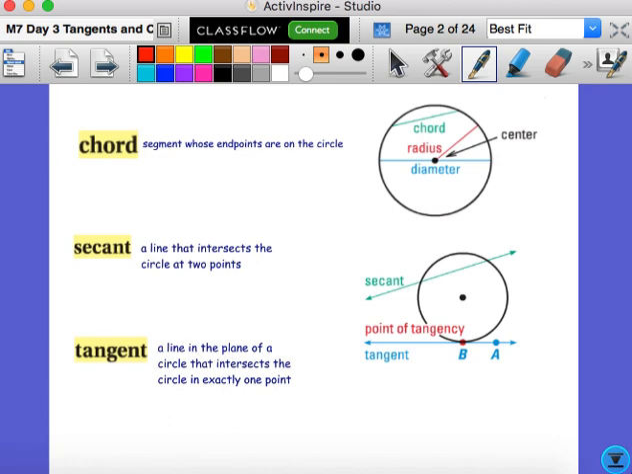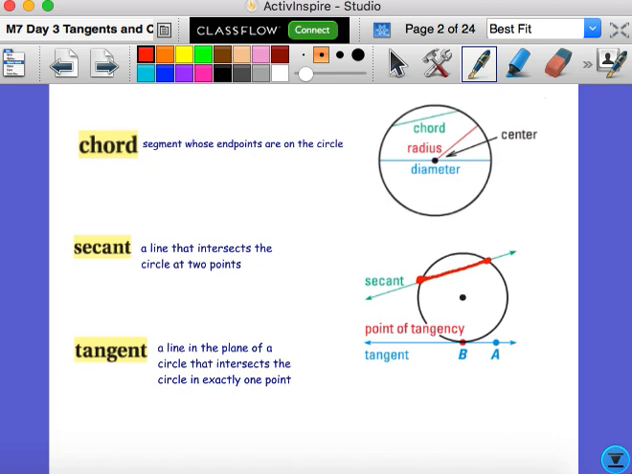A secant, which is how you pronounce that word, is a line that intersects the circle at 2 points. So it intersects, in this case, here and here. We like to say a secant line touches the circle a second time. That's a nice little way to remember what it represents. The difference between a chord and a secant is that the chord is the part that's inside the circle, and the secant is the entire line that goes on forever.